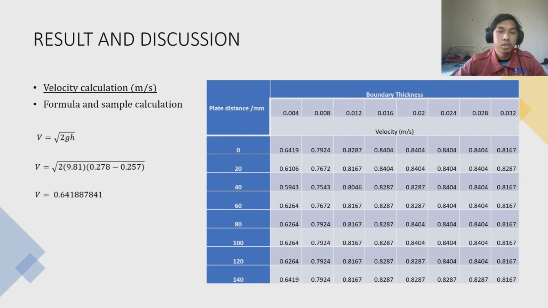Next is the velocity calculation. So we use the formula V equals square root of 2gh to calculate the velocity. Then here is the result of the calculation for each of the parameters.